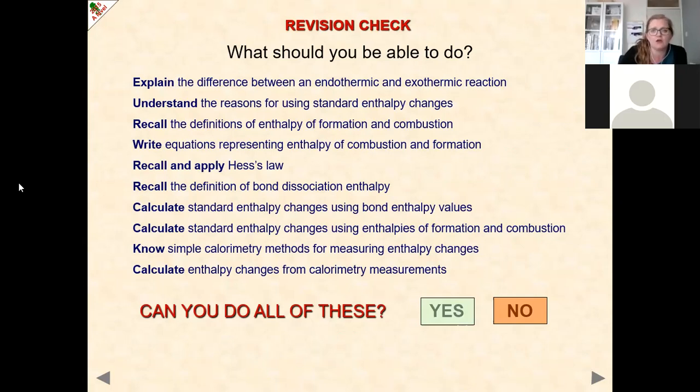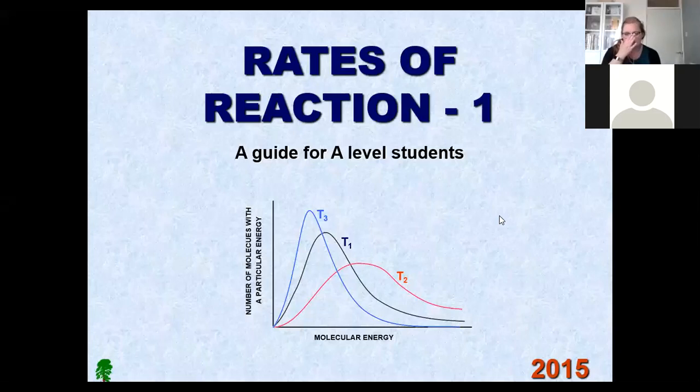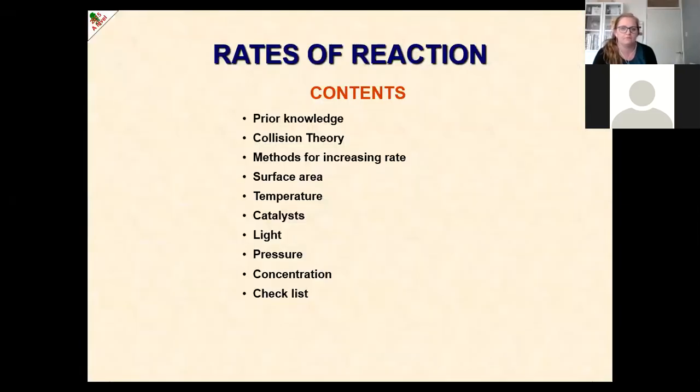So what I'm going to go through now, moving on to kinetics, also known as rates of reaction. So we're going to look at the first part. We're going to look at what you need to know, and we're definitely going to cover collision theory and methods for increasing rate of reaction. So maybe looking at surface area, temperature, catalysts, light, pressure, concentration.